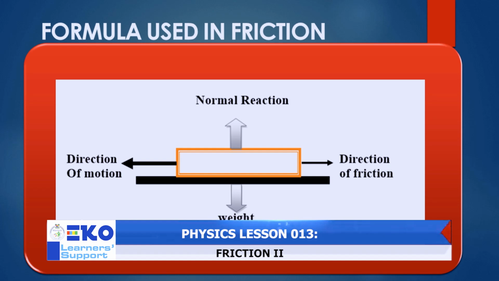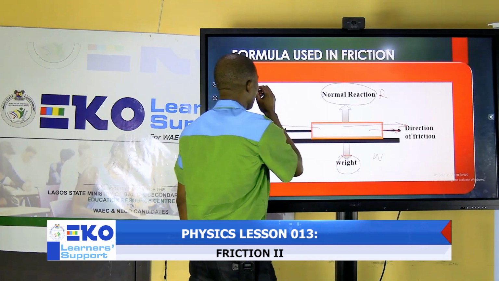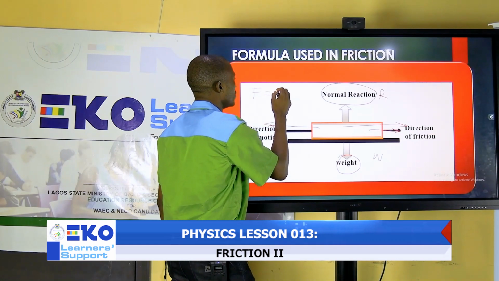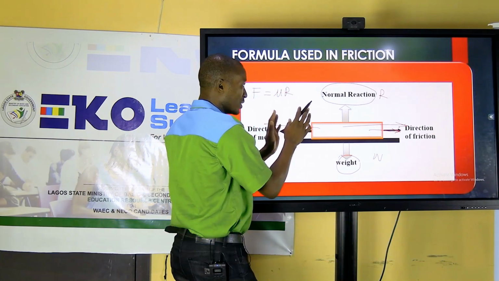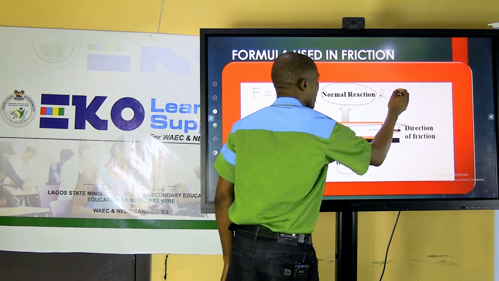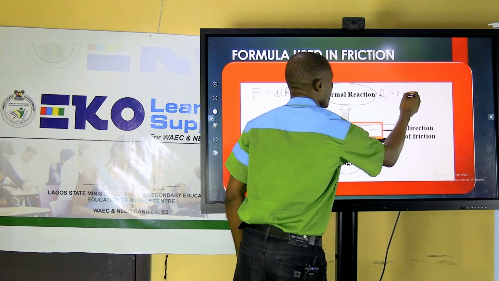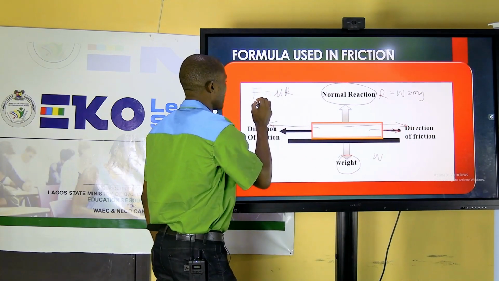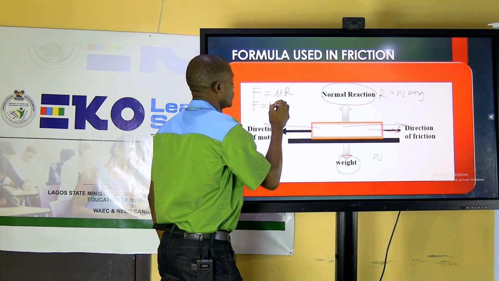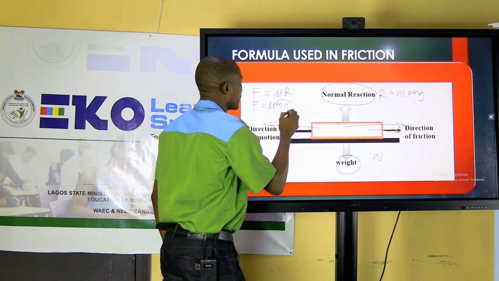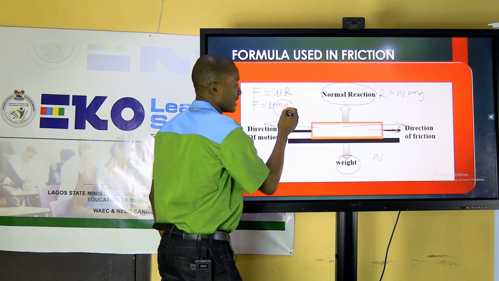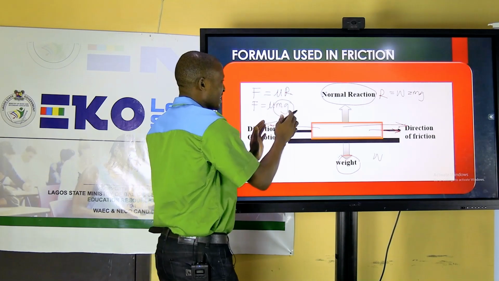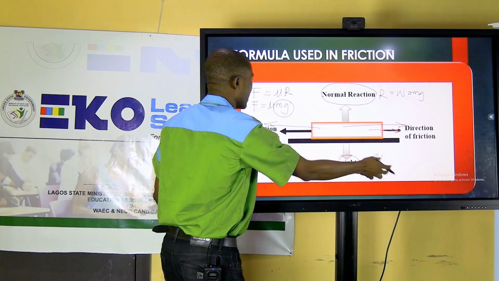Look at this. From here now, this is our normal reaction, R. This is our weight. Our F equals nu R. We hold here normal. And then our normal reaction is the same thing as our weight, which is mg. So I can also say that F equals nu mg. Don't forget, the value of my R is mg.